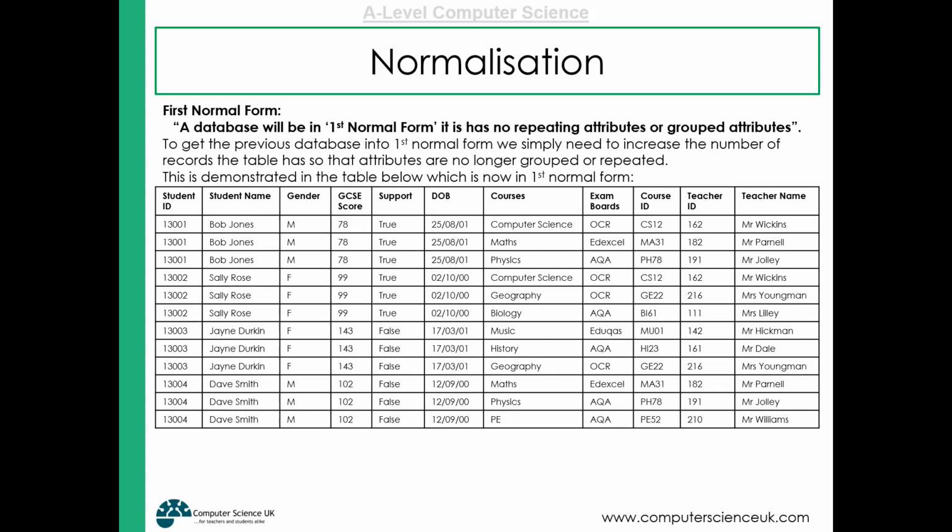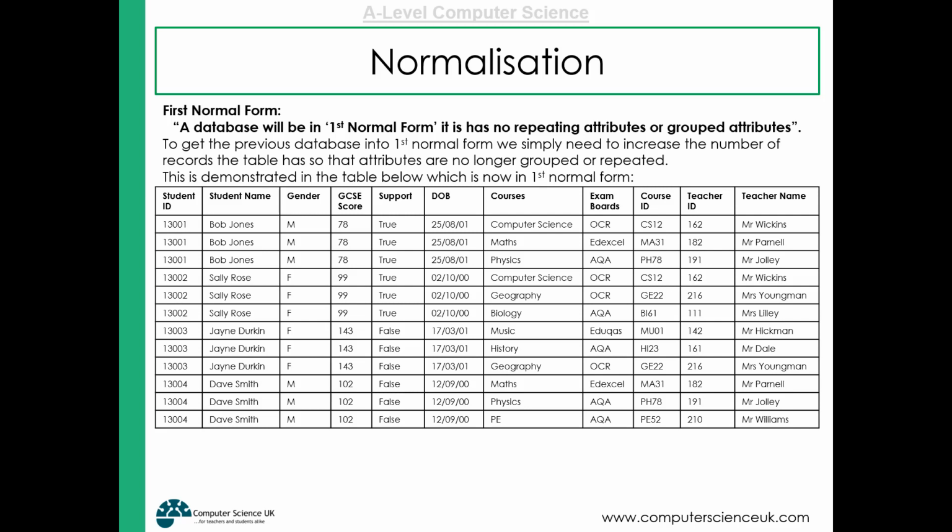So here's an example. You can see now that we haven't got 3 columns for courses, we haven't got 3 columns for exam boards or for teachers. We've simply got a single attribute, courses, same for exam boards and teacher name. But what we've done for each student is we've got several records for each student.